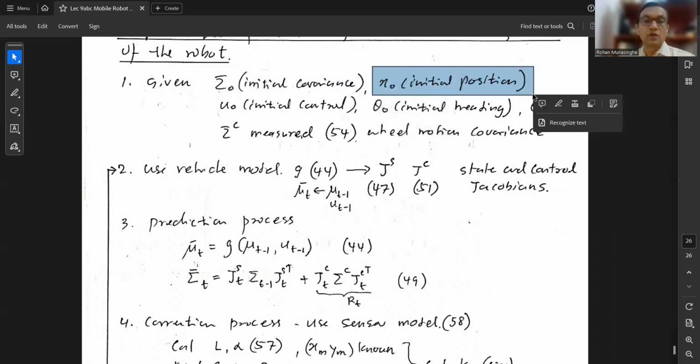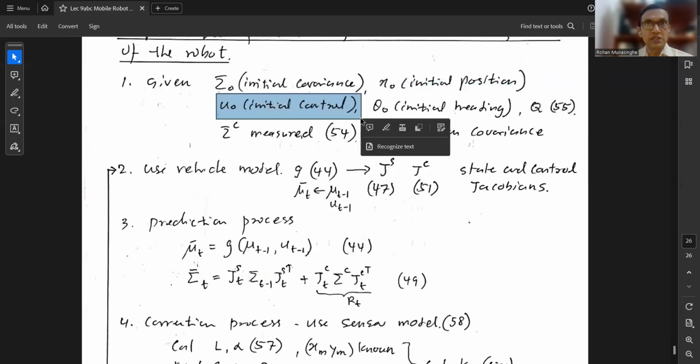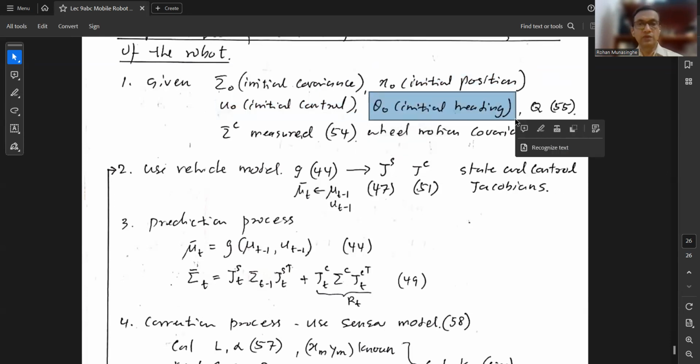Under number one, you need x0. What is your present position? X0, you need to put that also. This is where you start the robot motion. U0, what is my control signal? Initial control signal, you have to put that there. If you don't have any control signal, if you put 0, it's not moving actually. So therefore, you better put some control signal up front. Then theta 0, what is your initial heading? Whether you are going north, south, east, west, where it is. The theta 0 is important.